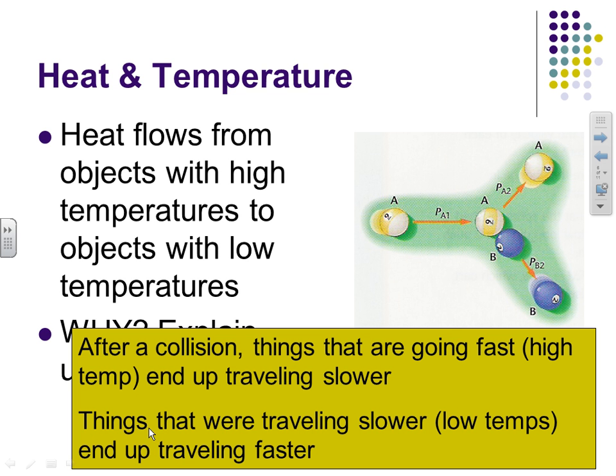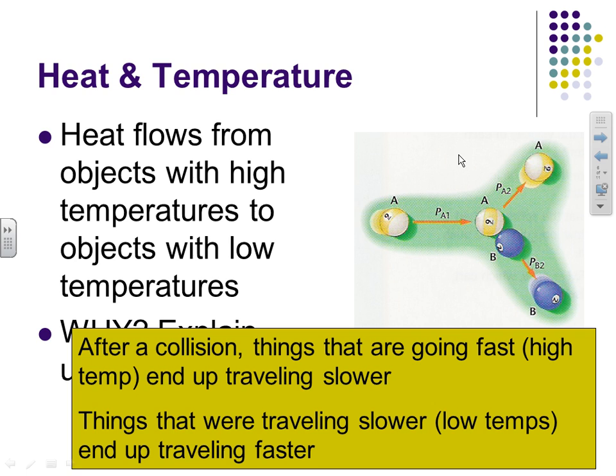Like we said, things that were going fast end up traveling slower, things that were traveling slower end up traveling faster, until ultimately we find that all of them basically end up moving the same. And we call that idea thermal equilibrium, where all the particles in that mixture end up moving at the same speed, therefore they are all the same temperature. Good there?